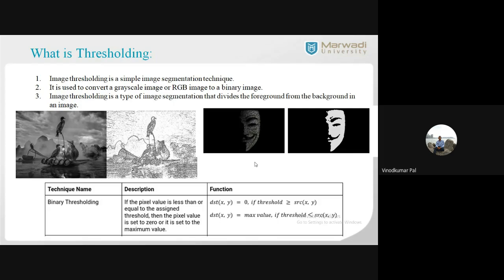So, what do we mean by thresholding? Thresholding is one of the things that we can do under image segmentation. Image thresholding is a simple image segmentation technique. It is used to convert a grayscale image or any RGB image to a binary image, or I can say a black and white image. It divides the foreground from the background in a particular image.